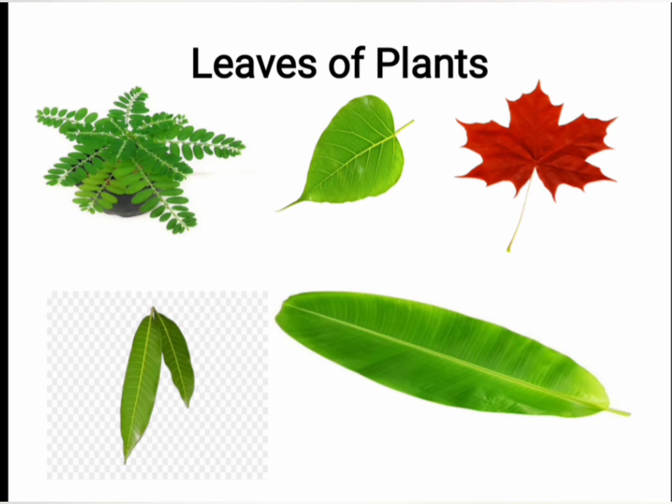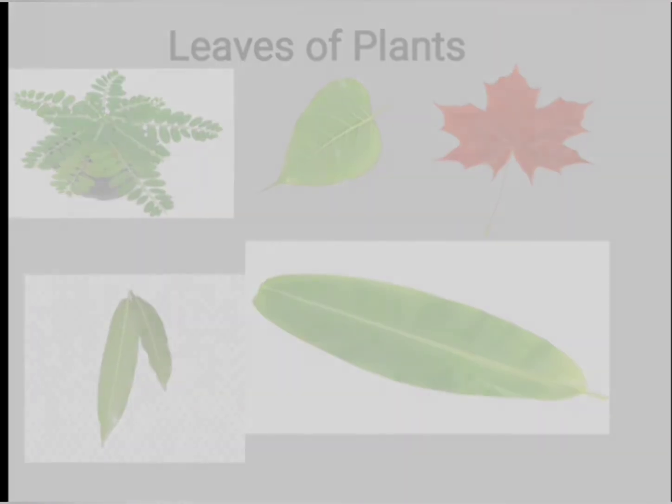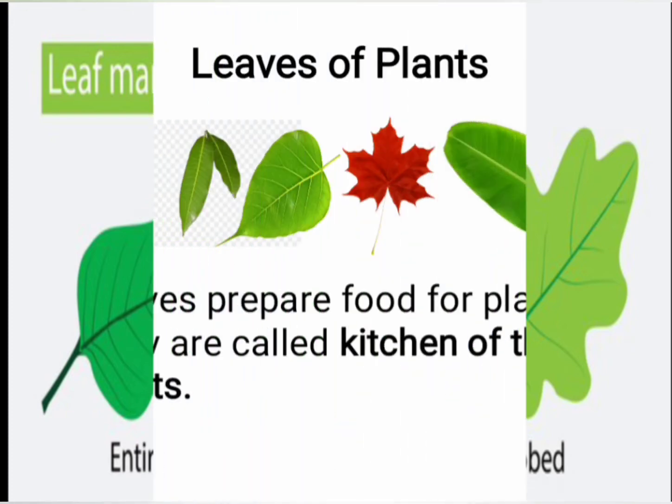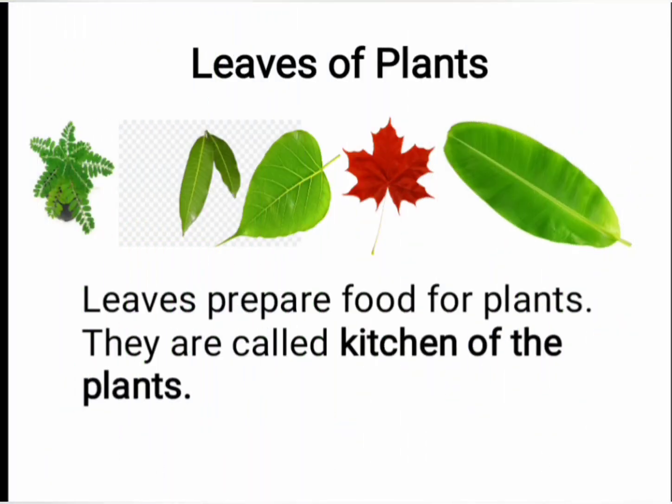Now we will study about leaves of plants. Plants have leaves. These leaves are of different shapes and sizes. Some are round, some are long, and some are triangular. See here, children, some have straight margins and some have uneven margins. Most leaves are green in color, but some leaves are even yellow, red and purple.